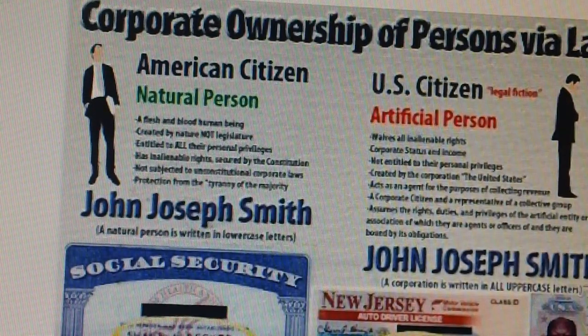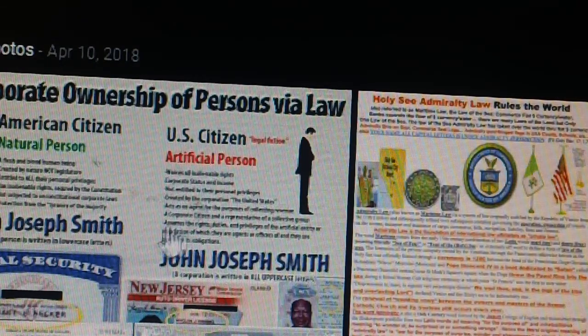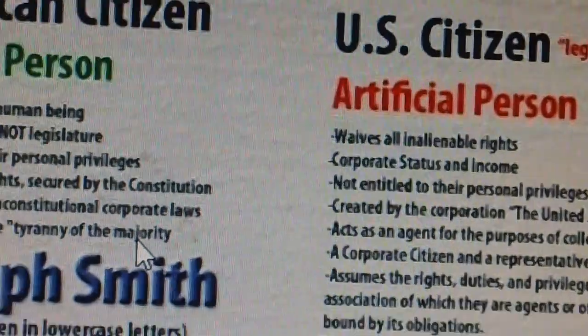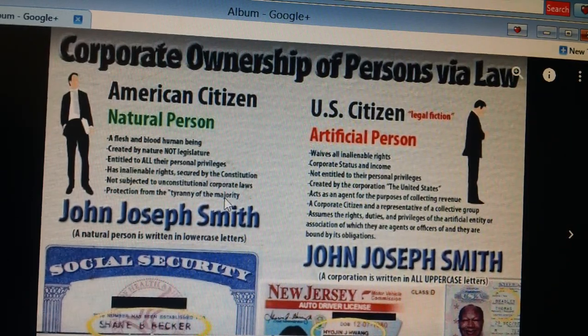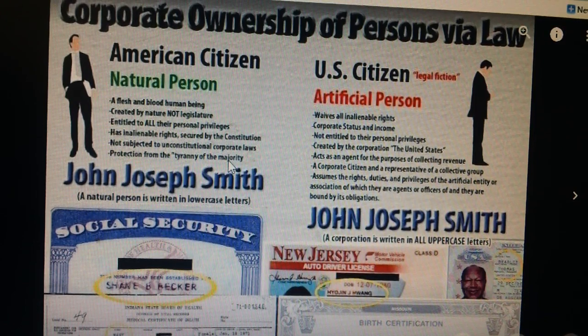This here shows, you know, your corporate, right here you got your natural person, American citizen. Over here you have U.S. citizen, which is an artificial person. Now we're going to click on these photos. An American citizen or natural person is a flesh and blood human being created by nature, not legislature, entitled to all personal privileges, has inalienable rights secured by the Constitution, is not subject to unconstitutional corporate laws, and protected from the tyranny of majority.